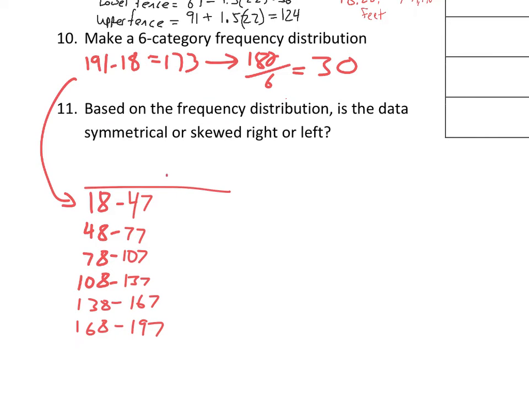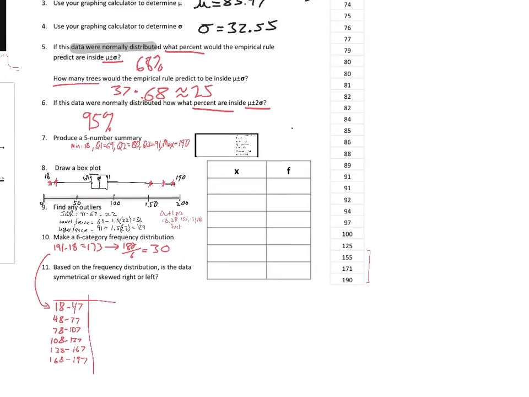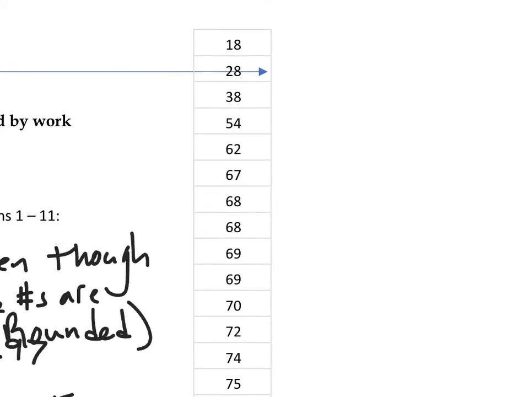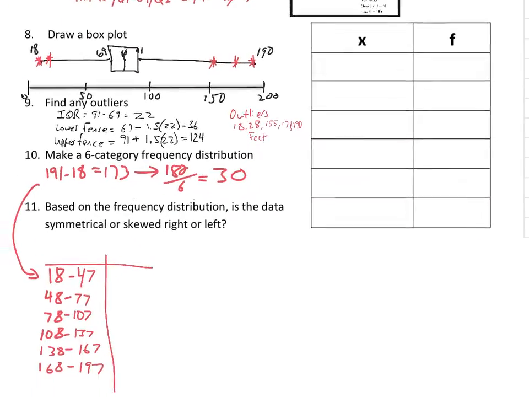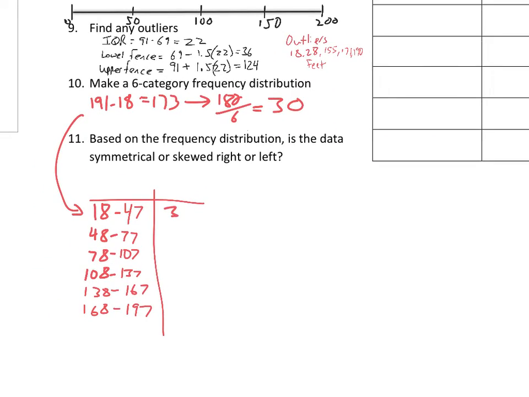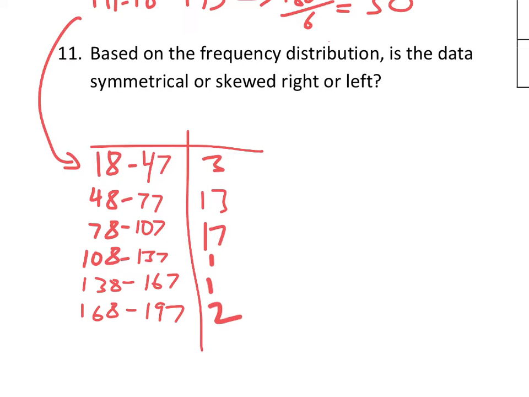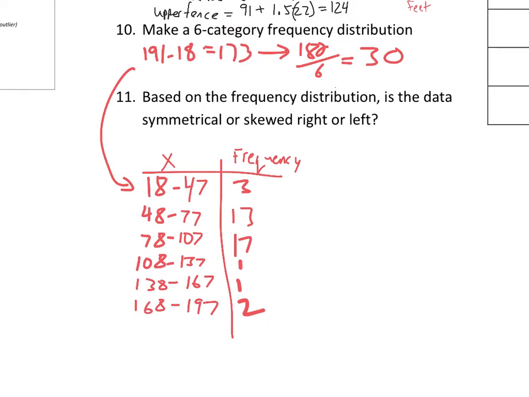Now we just need to count how many are in each range. From 18 to 47, that cuts us off there, and there are 3. I'm going to continue counting like that. I'll pause it so I don't make you dizzy doing this. So this is our x values and our frequency. We should get something like that. You can break them into different numbers on the left, the x values, but there needs to be 6 of them.